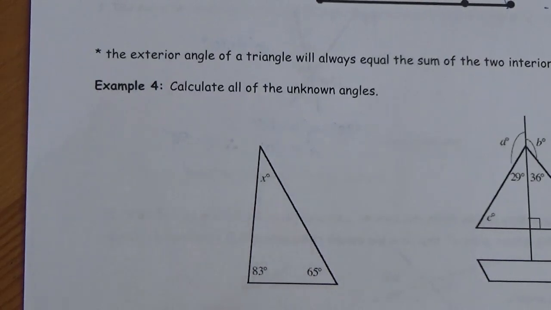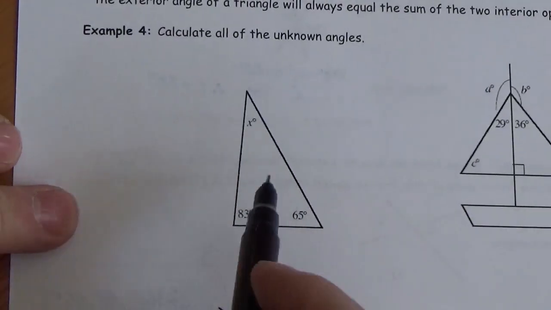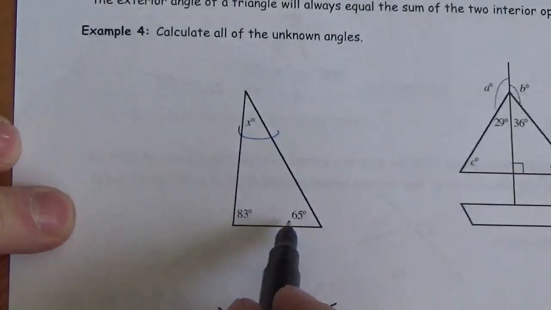Okay, so now we're just going to run through some problems. We're going to calculate the unknown angles here. So for the first question, here's my unknown, and I've got 83 and 65.